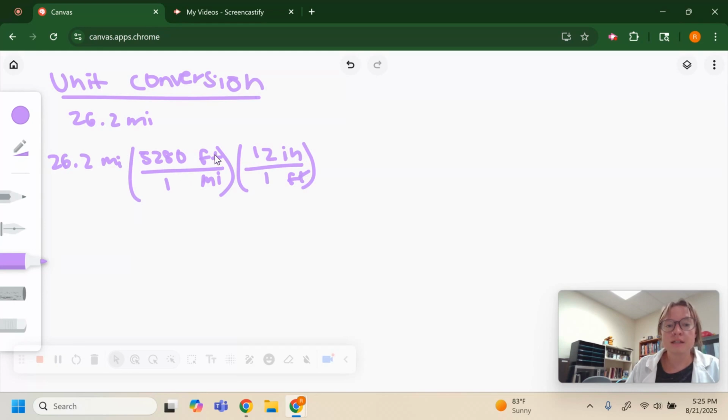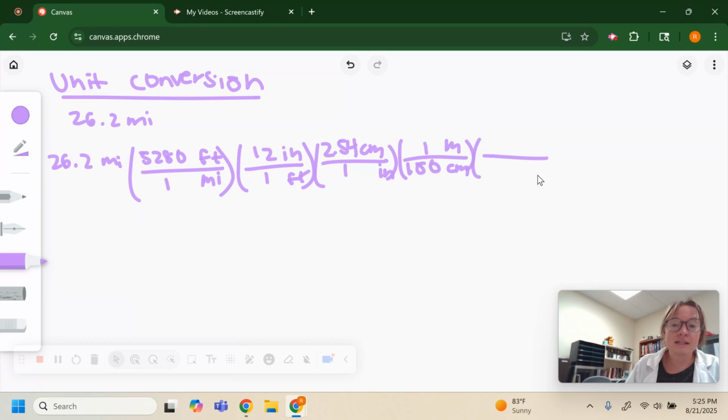Now I've gotten rid of my miles and converted it to feet. I got rid of my feet and converted it to inches, but we're not yet done. Let's go from inches into the metric system. We're going to go from inches to centimeters. Now, I know, and you should have this memorized, that 1 inch has 2.54 centimeters in it. Then we'll go from centimeters back to meters. To go from centimeters to meters, I know that there are 100 centimeters in 1 meter.